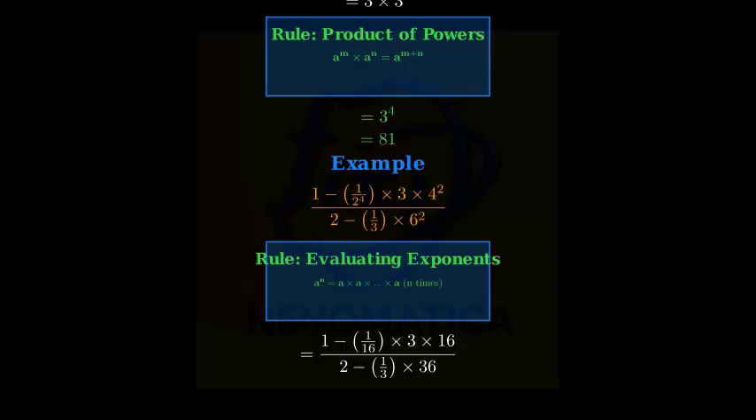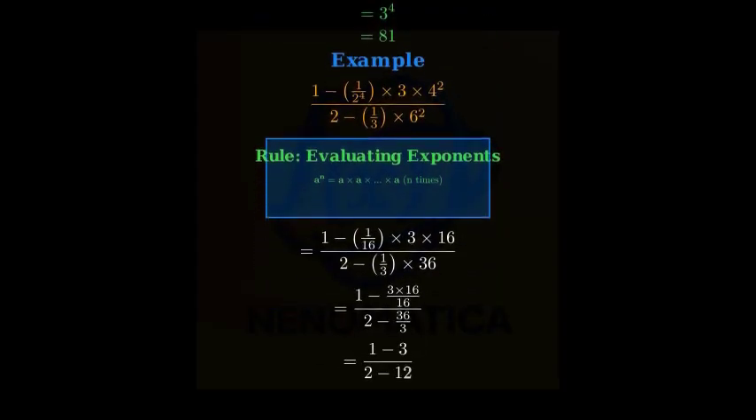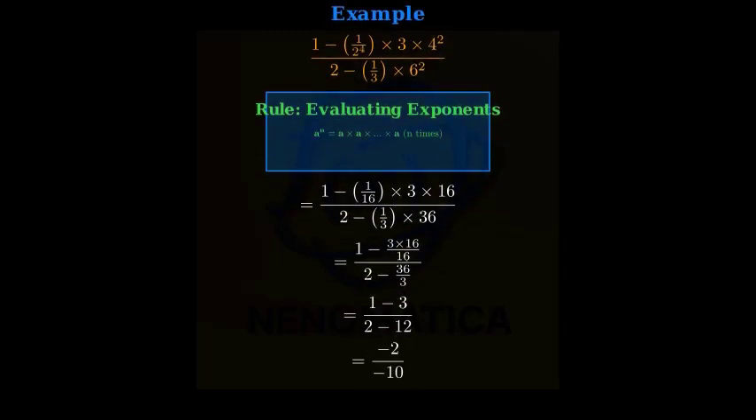Now, we'll multiply the terms in the numerator and denominator. In the numerator, 1 over 16 times 3 times 16 simplifies to 3. And in the denominator, 1 over 3 times 36 equals 12. Let's continue simplifying. 1 minus 3 is negative 2. 2 minus 12 is negative 10.